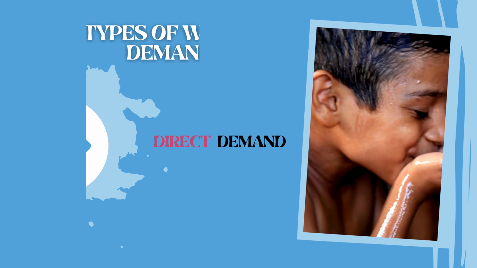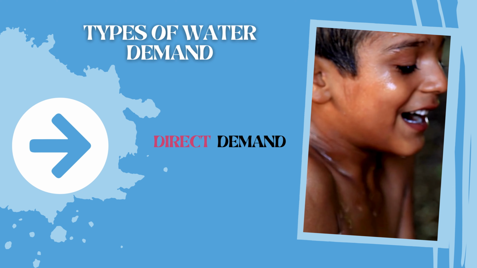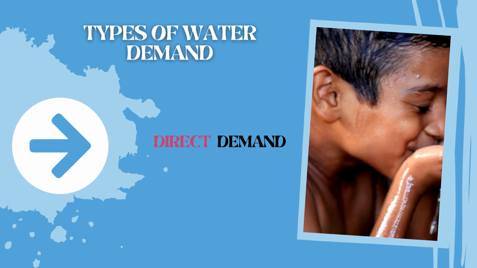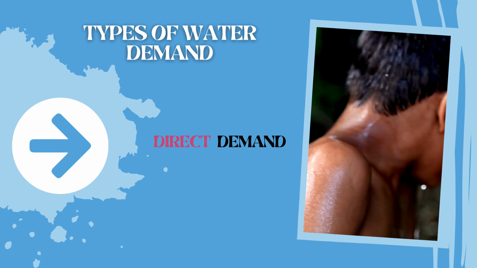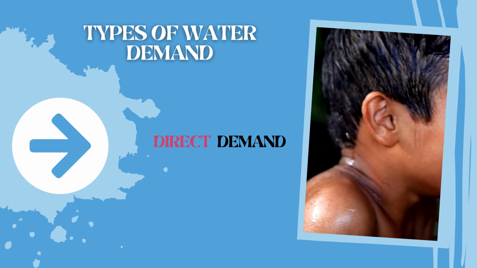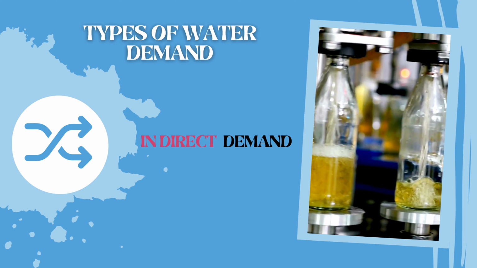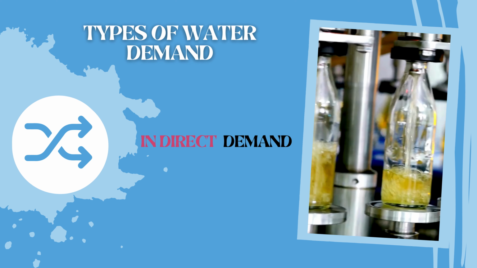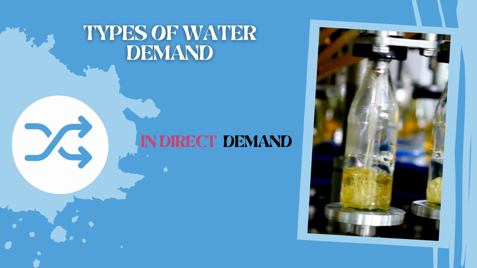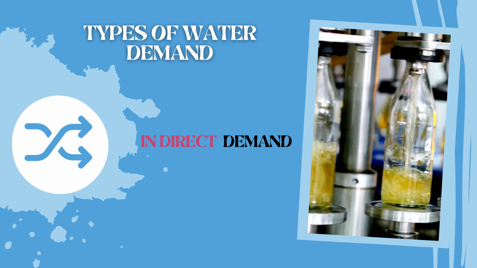Water's journey can be fascinating. Let's explore two ways we can categorize water demand, direct and indirect demand. Direct demand, for example, is when we use water straight from the tap or sources. Think of our friend here drinking water directly. Indirect demand refers to water hidden within products. For example, imagine a delicious apple juice. Making that juice takes a lot of water, even though we don't directly drink the water when we drink the juice.